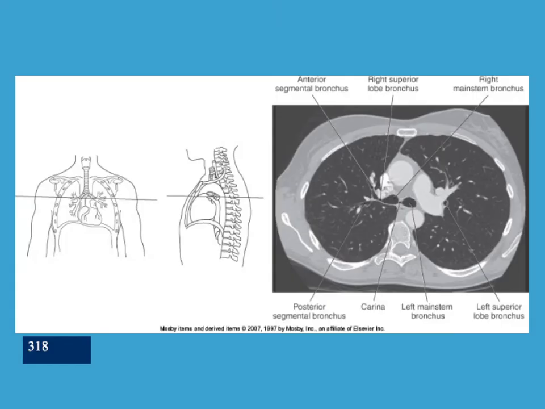Here's another one. It should be in the same area because, again, you can see the carina right there, and you can see the two branches of the trachea going into the lungs.